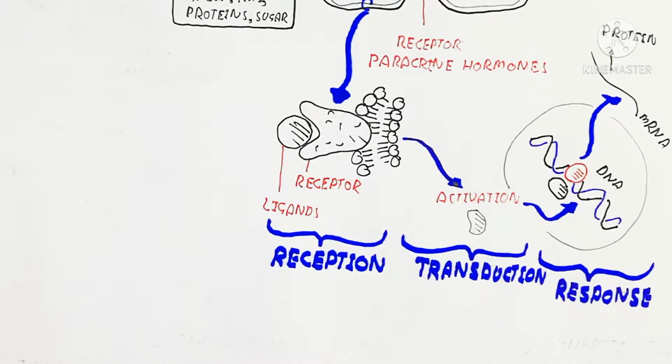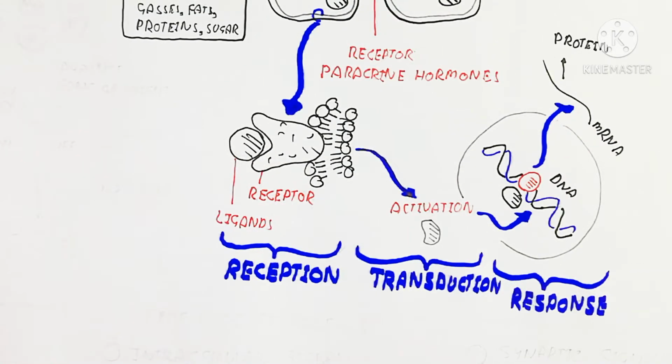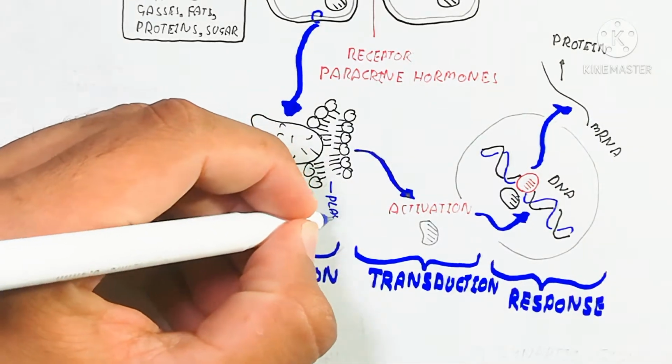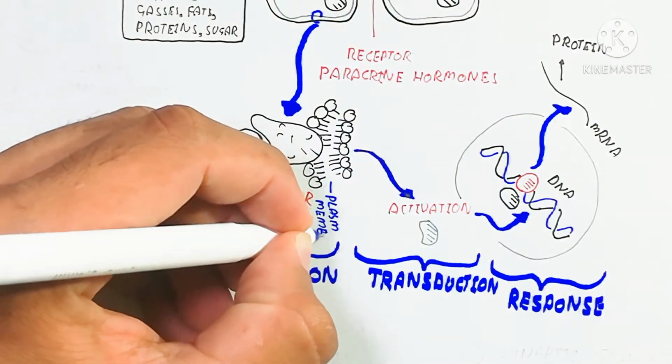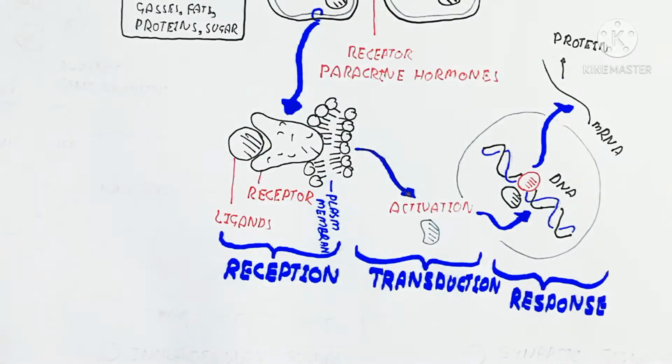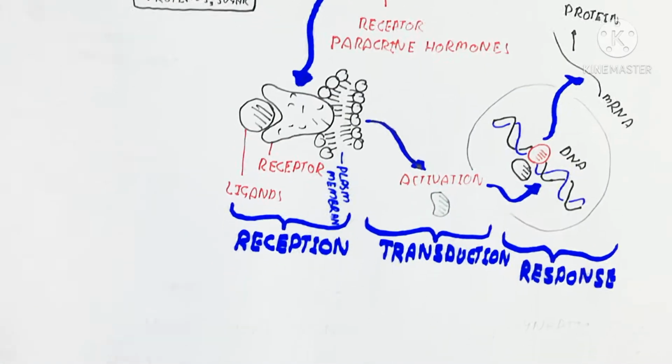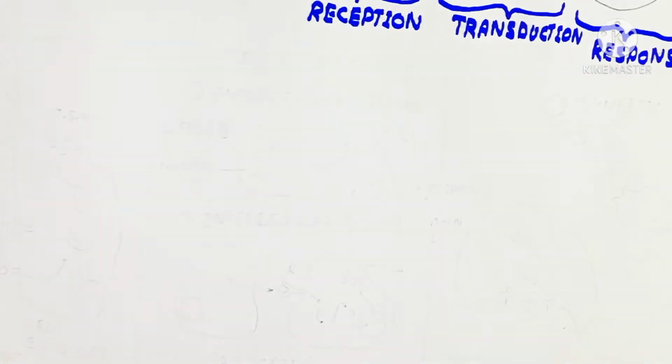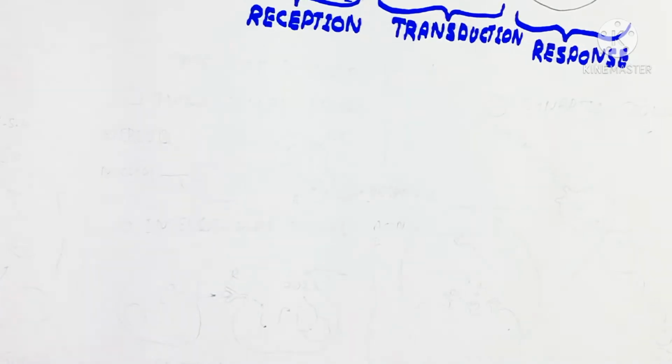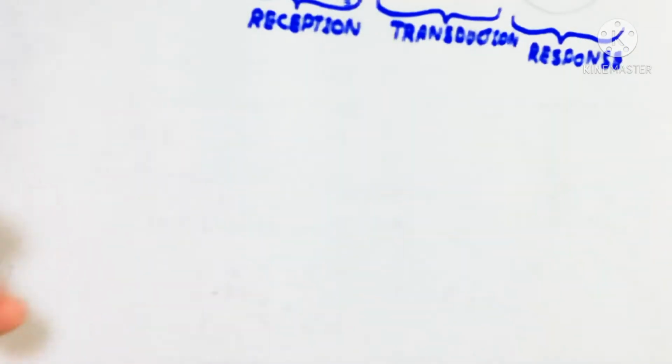Transduction means the activation of a precursor molecule which binds with the DNA to give a response. So here is the response. Anyhow, here we will discuss all the ligands. The ligands bind through many different mechanisms to stimulate and activate cell activity.